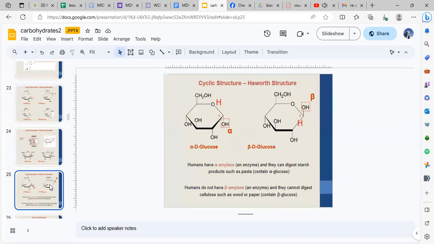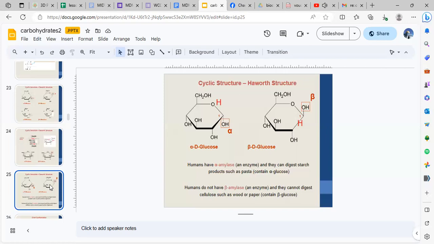So what is the consequence of these alpha and beta anomers? Earlier we discussed cellulose has a different positioning of the bonds between the glucose. Okay, so do you have an idea why we cannot digest paper or grass? Does anyone have an idea? Yes, Jeremiah? Because we don't have an enzyme that digests paper.